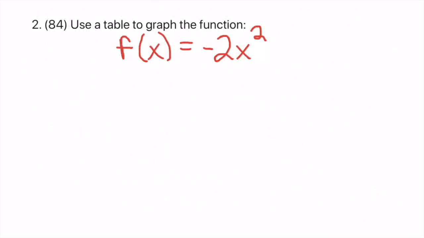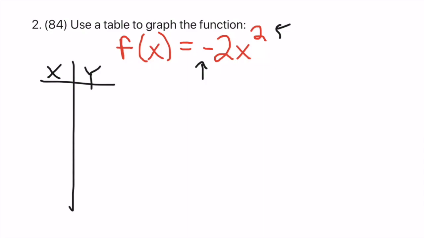Number 2 says, use a table to graph the function. So this is just an XY table. So we're going to write our X and our Y and just choose some random numbers. Now I notice that this is a negative number and it's squared. So it's going to be a parabola and it's going to be facing downwards. So that's just one thing I already know just by looking at it. So you can kind of double check your work once you graph it.